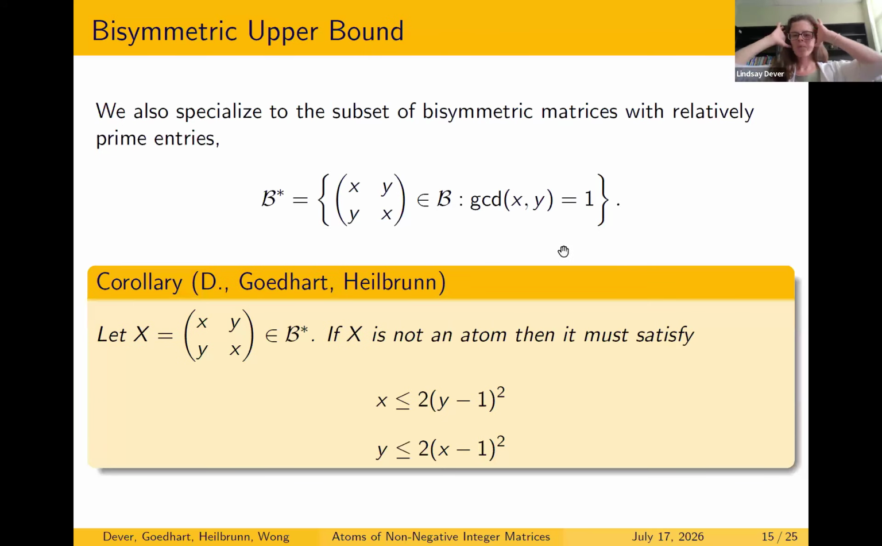Okay, so we also specialize to bisymmetric matrices. If you just put these bisymmetric matrices into here, we do have to assume that X and Y are relatively prime, otherwise we could pull out a factor. But we showed that if X is not an atom, then it must satisfy these bounds. So X is bounded by twice Y minus 1 squared.